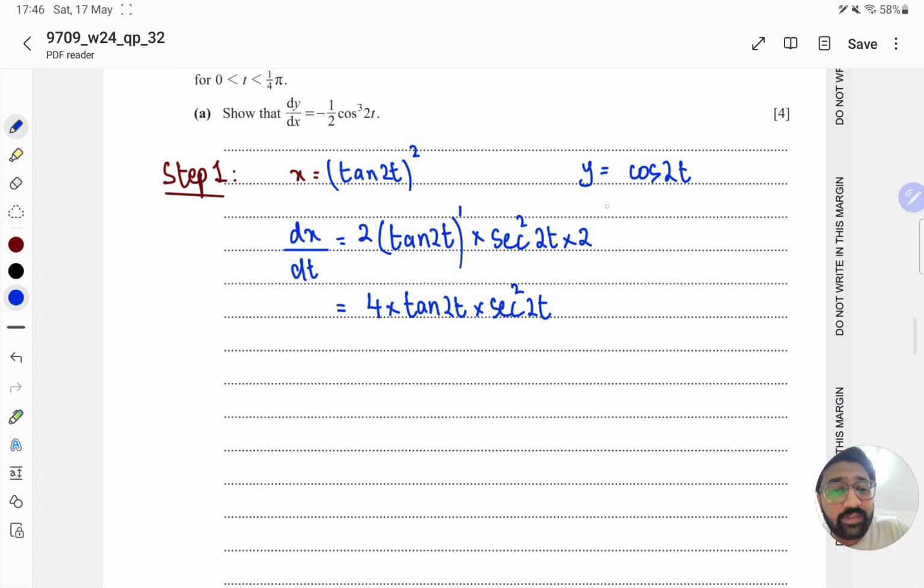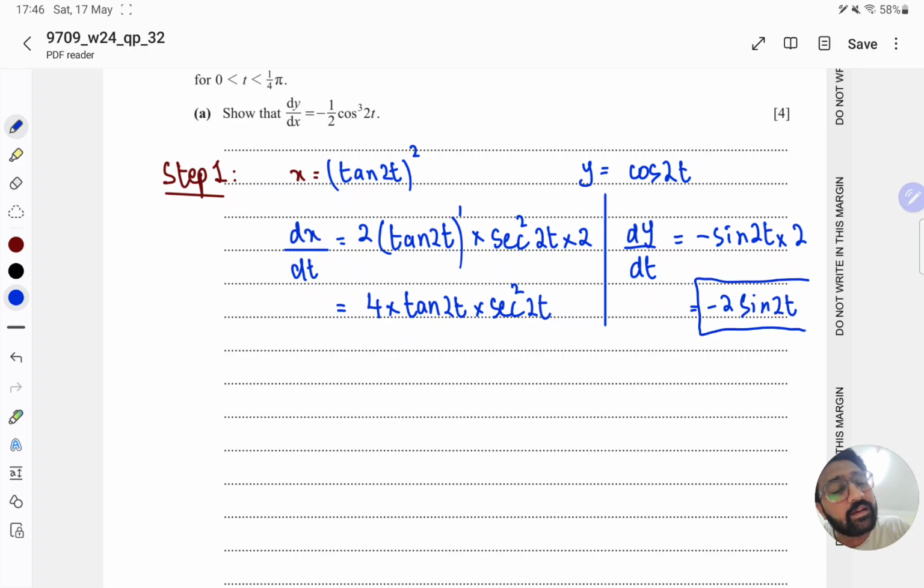Now I have to do the same for y as well. I have to find dy over dt. That's very simple. The derivative of cos is minus sine, so minus sine 2t multiplied by the derivative of the angle, which is 2. So this will be minus 2 sine 2t. This is the derivative of y with respect to t.